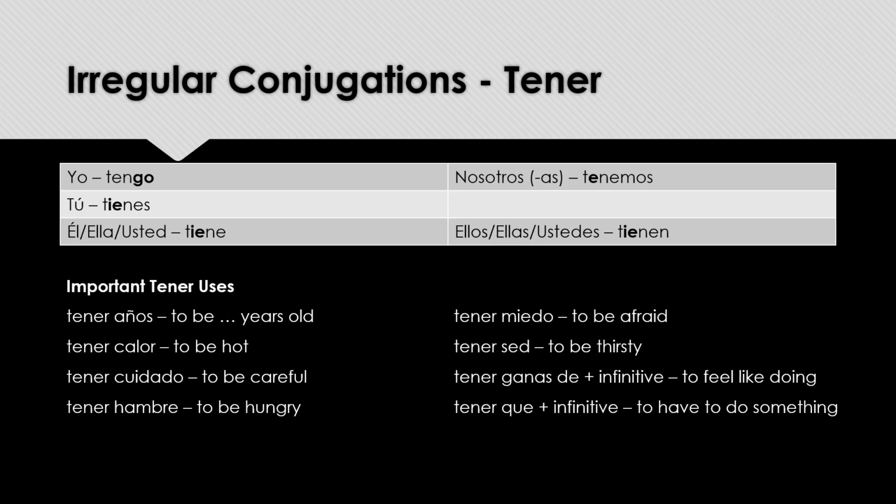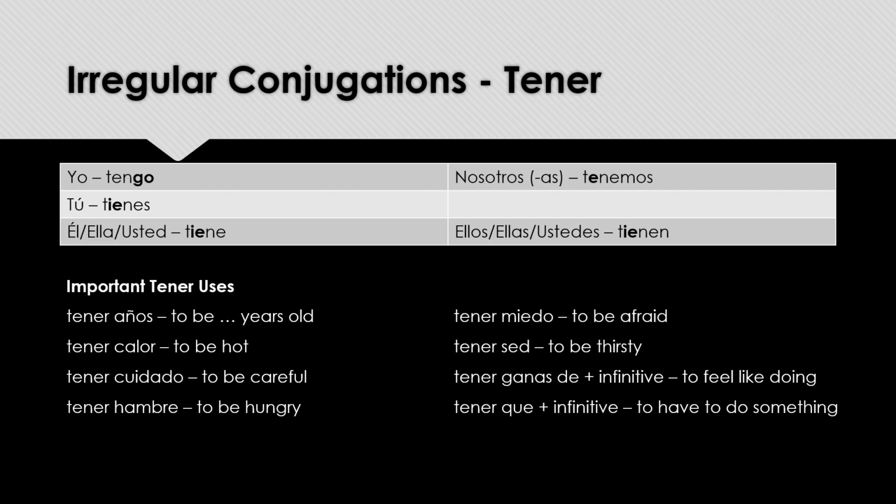Tener, which means to have, is another common irregular that is part stem changer, part yo irregular. If we look at the yo form, a normal ER verb would simply end in O. For tener, we change the whole ending to form tengo. Then the rest of the conjugations act like a normal E to IE stem changer. Tú tienes, ustedes tienen, nosotros tenemos, and ellos, ellas, ustedes tienen.